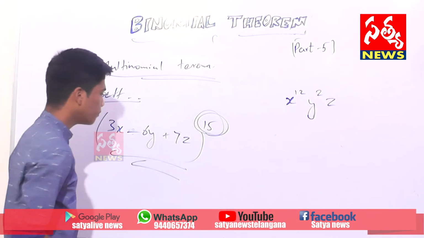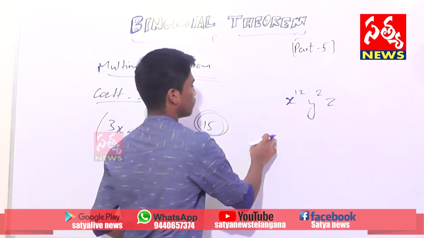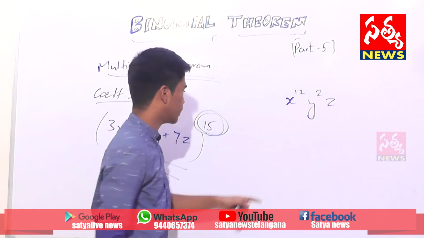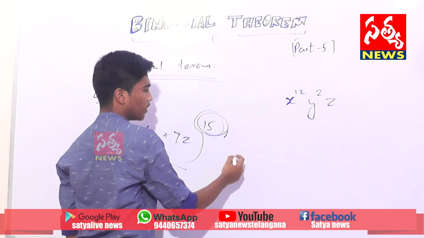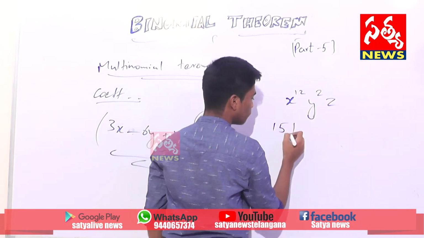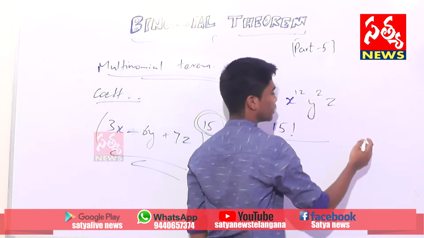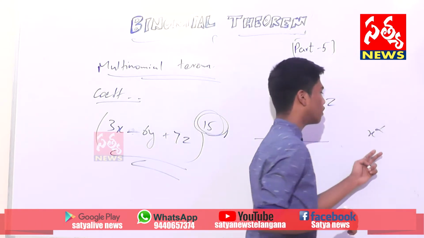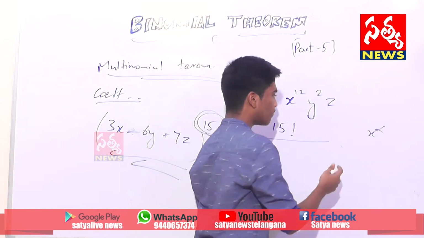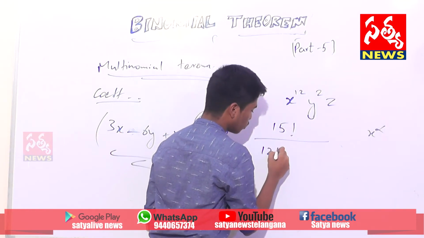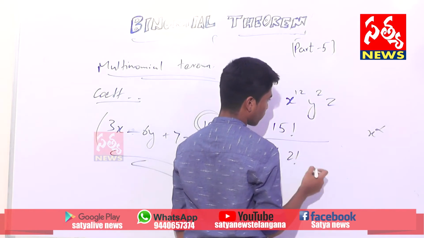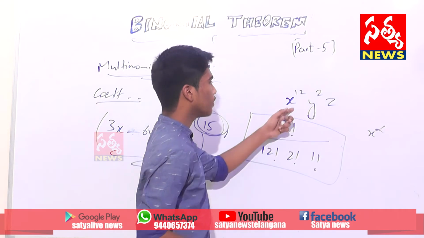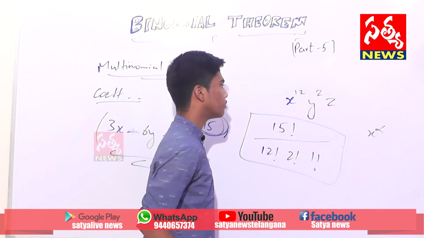Now let's do the problem. We required the coefficient of x power 12, y square and z, and the value of n is 15. So the coefficient will become 15 factorial by 12 factorial into 2 factorial into 1 factorial. So this is the coefficient of x power 12, y square into z.